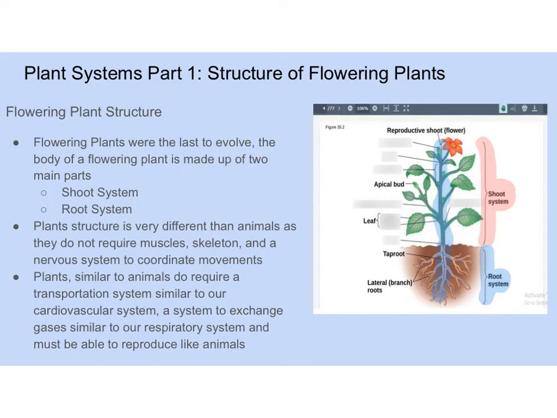Okay. And they also need a system to exchange gases, right along the leaves right here and on the stem as well. Basically, gases go in and out. We should know that oxygen is produced by plants, but a lot of people don't realize that oxygen is actually used by plants as well. So plants will produce oxygen and CO2, and the plant will also take in CO2 and oxygen. Okay, we've got the root and the shoot.